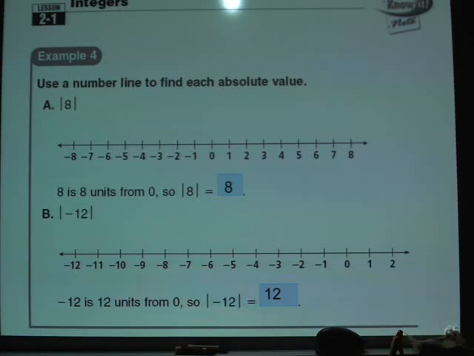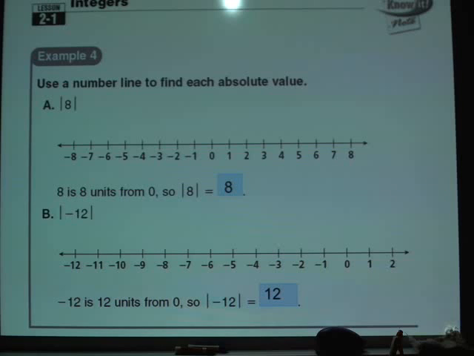Now in number 4, they're talking about something a little bit different than us just ordering numbers. They're talking about absolute value. Absolute value is the distance a number is from 0 on the number line. How many jumps away that number is from 0 on the number line.